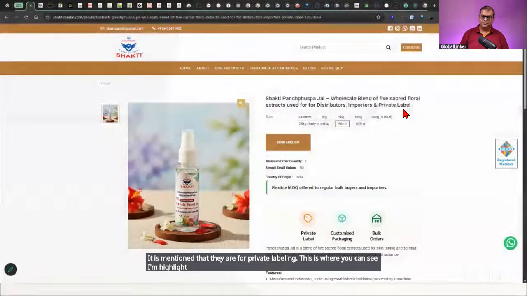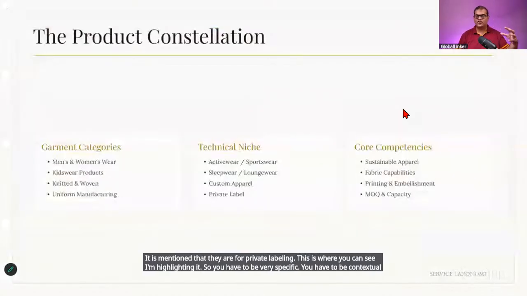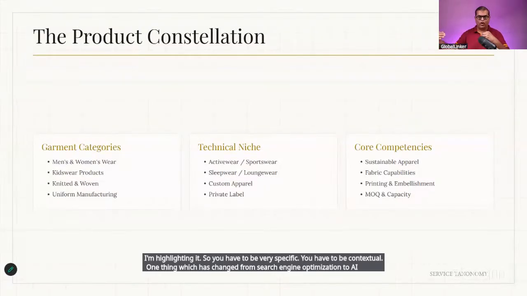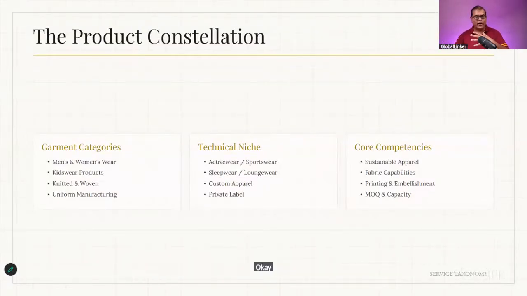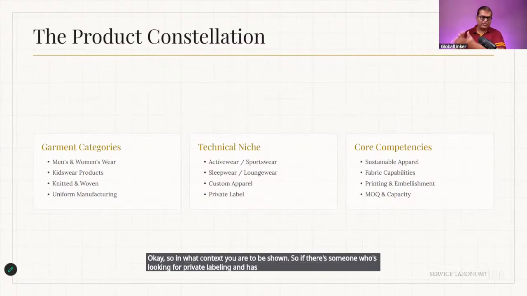So you have to be very specific. You have to be contextual. One thing which has changed from search engine optimization to AI search is the context, right? In what context you are to be shown. So if there's someone who's looking for private labeling, it has to show that. That's where you have to be very specific.